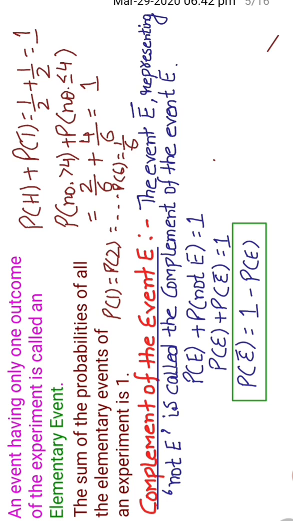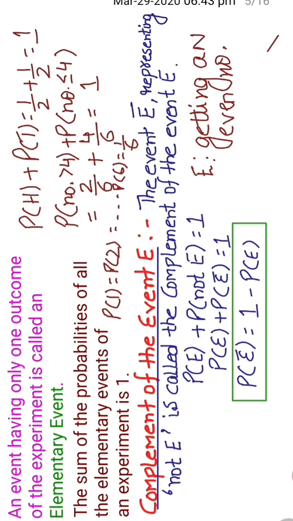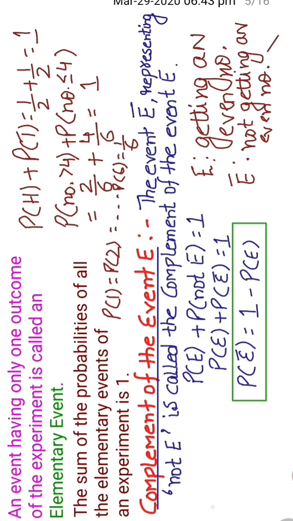Now the complement of the event E is represented by E bar. It means not E. Take an example. On throwing a dice once, suppose event E is getting an even number, so its complement will be not getting an even number. E bar means not E, so not getting an even number. Here the probability of getting an even number will be 1 by 2. That means there are three possible cases, 2, 4 and 6. So 3 by 6 equals 1 by 2.